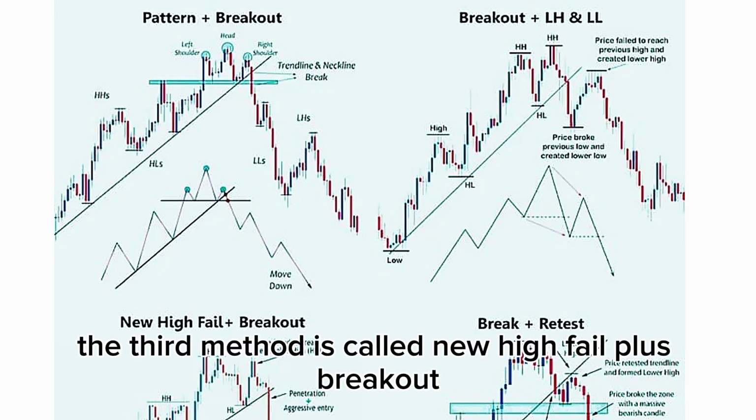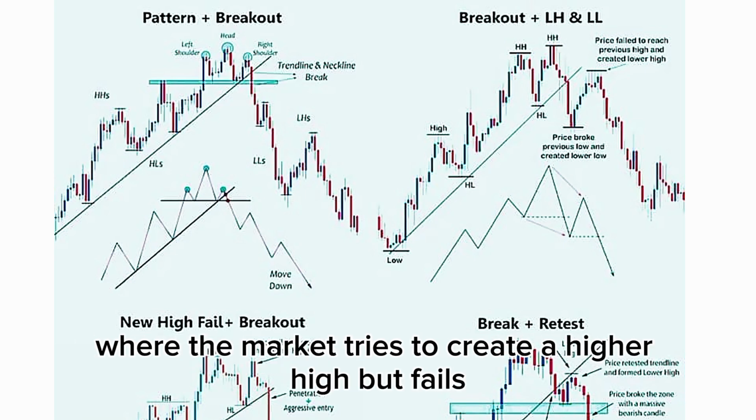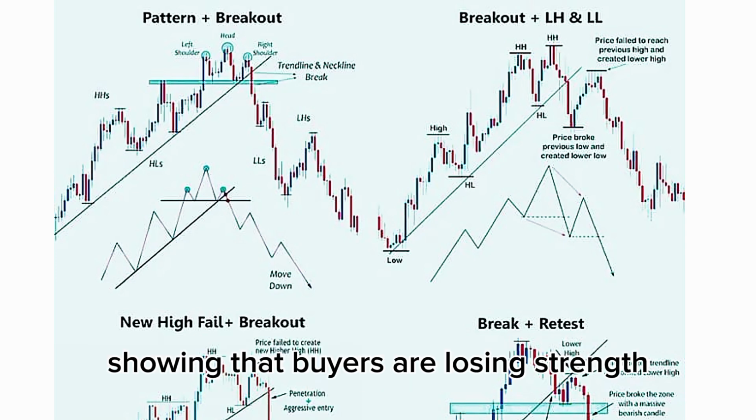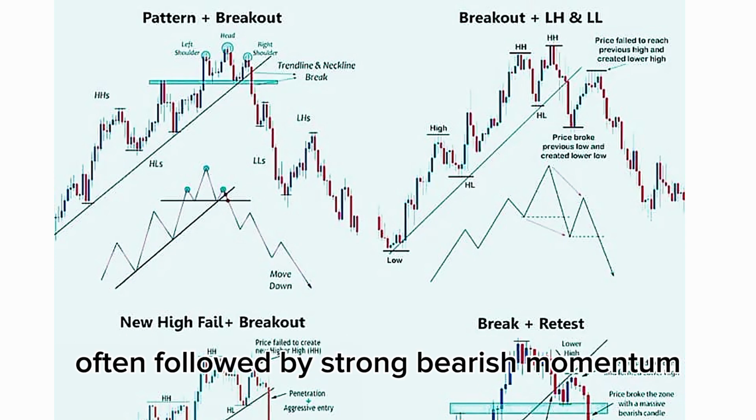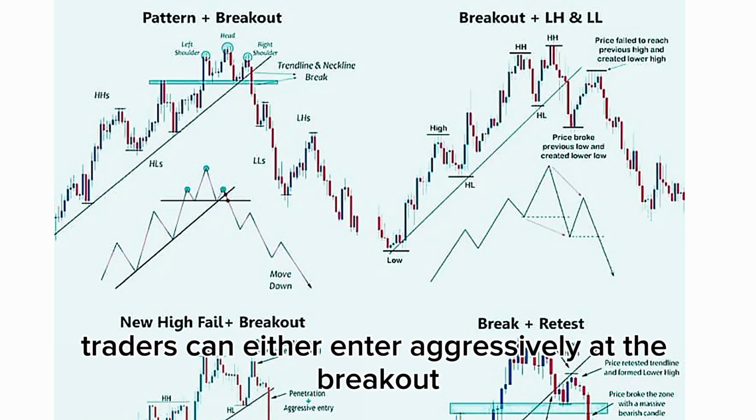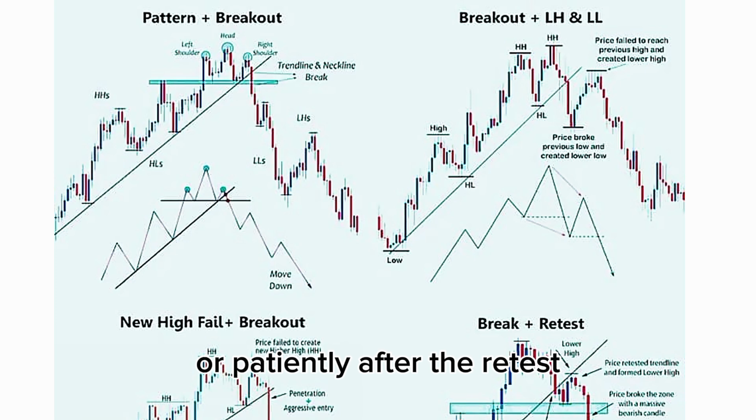The third method is called new high fail plus breakout, where the market tries to create a higher high but fails, showing that buyers are losing strength, and then breaks below a significant support zone, often followed by strong bearish momentum. Traders can either enter aggressively at the breakout or patiently after the retest.